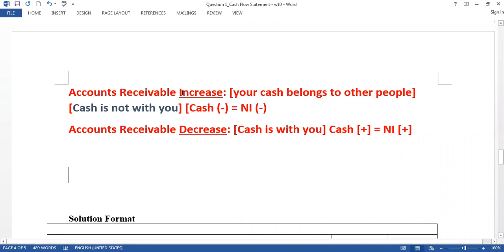So I repeat again, accounts receivable increase means cash is not with you. So cash minus. So as cash is minus, how to make it equal with net income? Net income should also be minus, right? Now accounts receivable decrease means cash is with you, right? So cash plus. So net income should be plus.